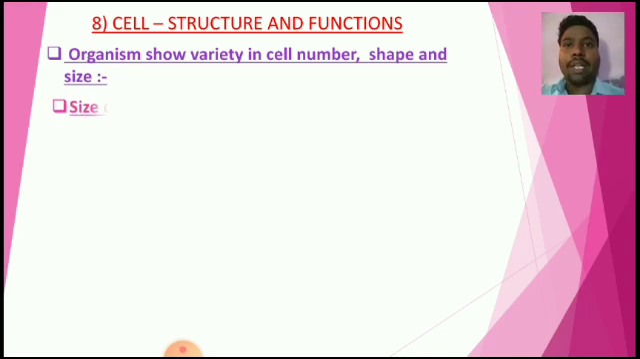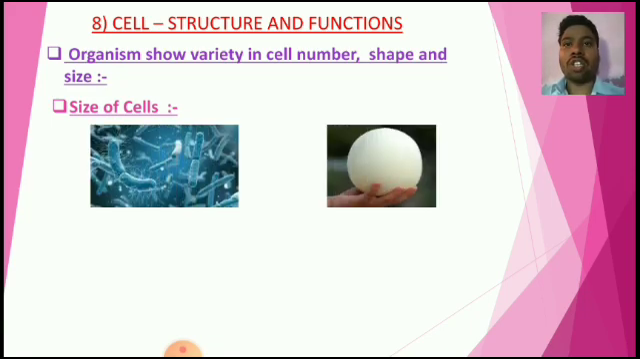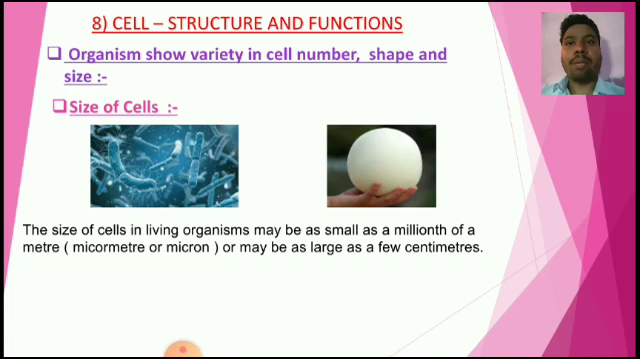So the first topic is size of the cells. This is a picture of the bacteria cell and this is the ostrich egg. Mostly the cells are very small in size. The size of a living organism may be as small as a millionth of a meter, a micrometer or micron, or maybe as large as a few centimeters. Means the cells in a living organism are very small, and in some cases very large, a few centimeters, but mostly they are very small.